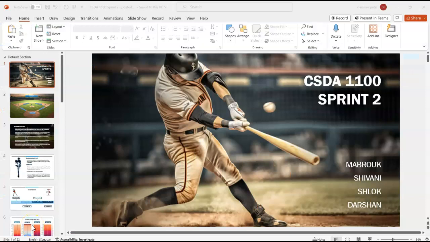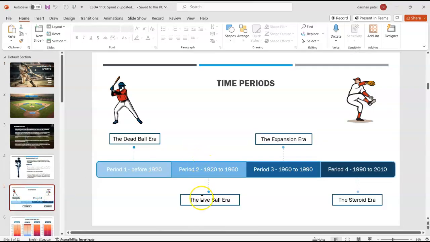So for this project sprint 2, we have divided the work into 4 different equal parts as per the time period. So I was working on period 2 from 1920 to 1960, which was also called a golden era for baseball history.